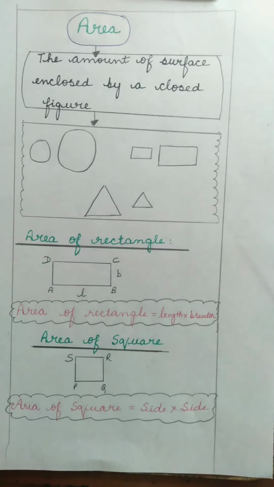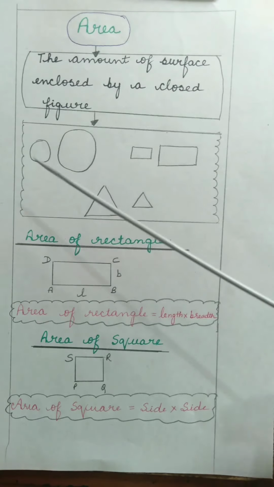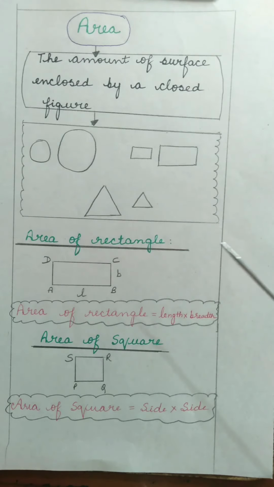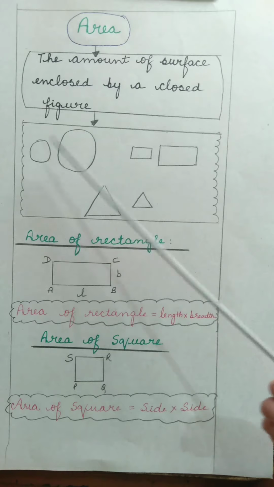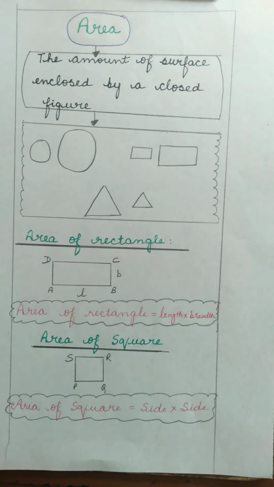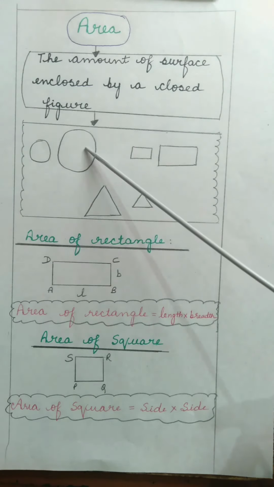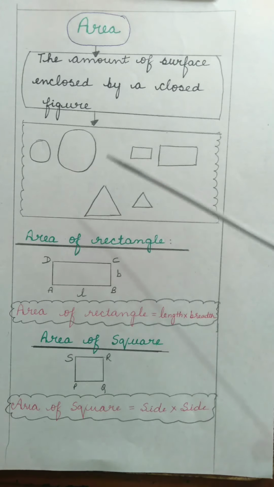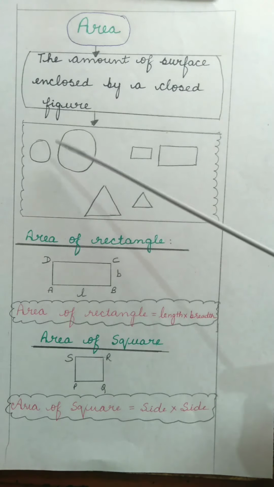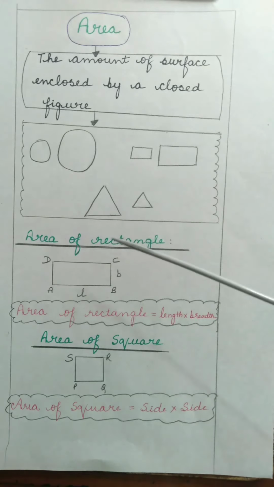These are the examples, children. Look into the first figure. This is a circle, this is a rectangle, and this is a triangle. If you look into the first figure, we have two circles: one is a smaller circle, and the other is a bigger circle. While comparing two circles, children, which one occupies a larger area? Yes, definitely it is the larger circle. Therefore, the amount of surface enclosed by the closed figure is area.